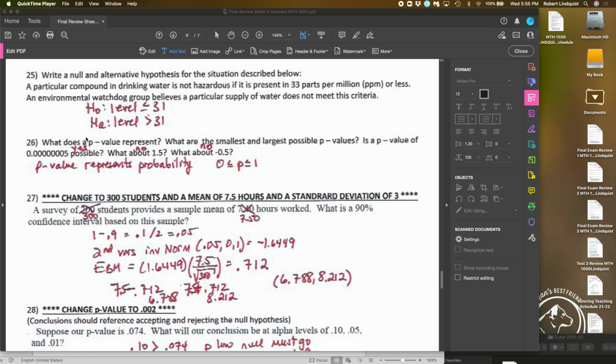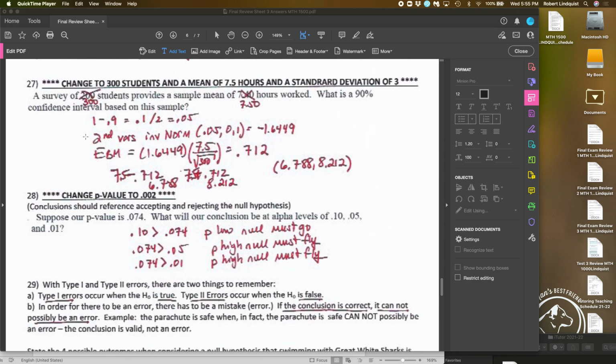Okay? So is 0.000 blah, blah, blah 5 possible? You bet. Yes, it is. What about 1.5? No, absolutely not, because 1.5 is not between 0 and 1. What about negative 0.5? No, definitely not. It's not between 0 and 1.